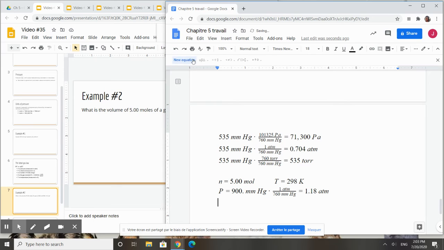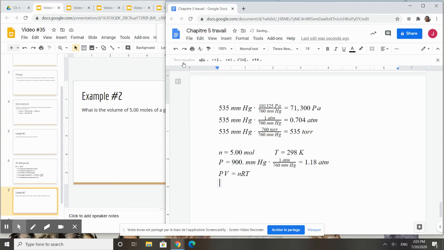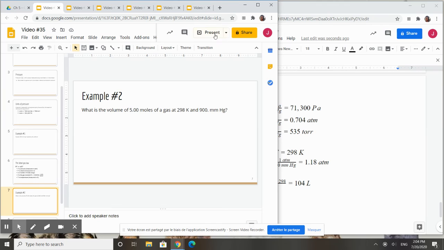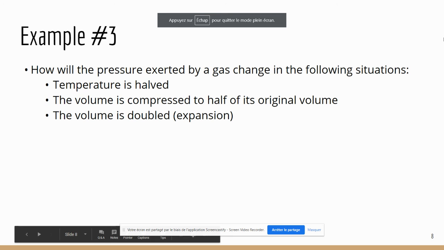And then from there, I start with PV equals nRT, but I'm looking for V here, so I just divide both sides by P. And then from here, I just plug in my numbers. Since my N, my T, and my P are all 3 sig figs, I'm going to round my final answer to 3 sig figs. But if they had different numbers of sig figs, I would round to the lowest number of sig figs. Pause here.